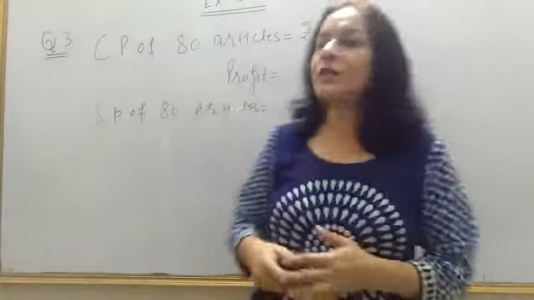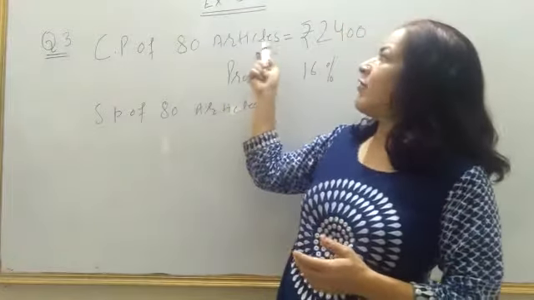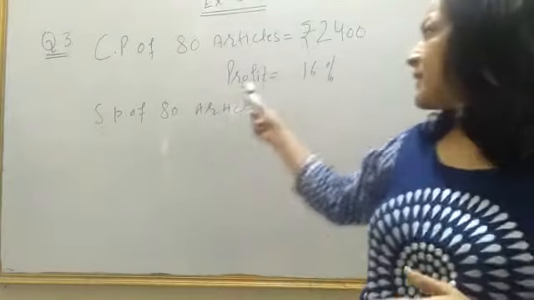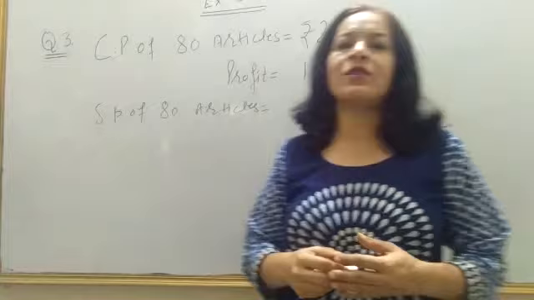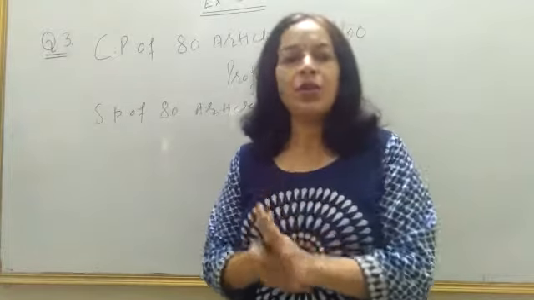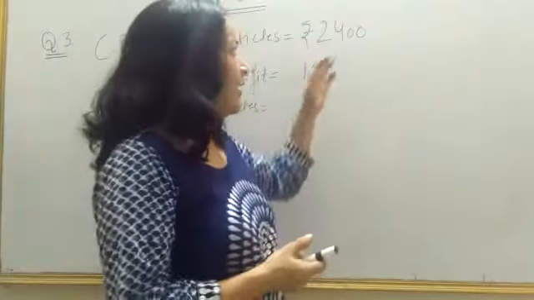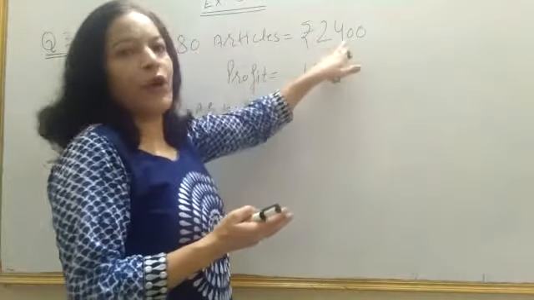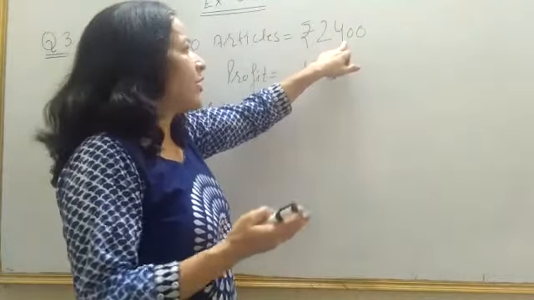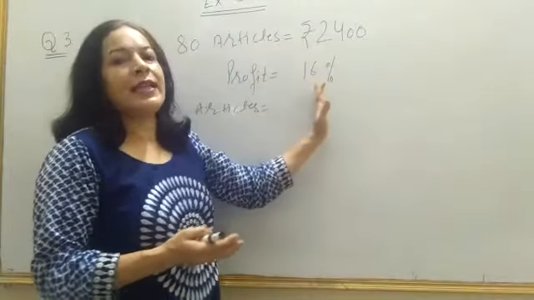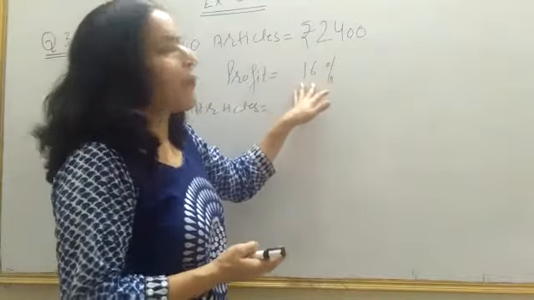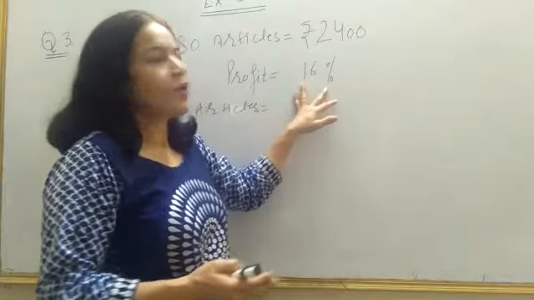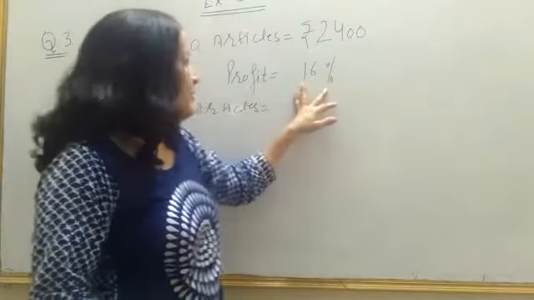Question number 3: a shopkeeper buys 80 articles for rupees 2400 and earns a profit of 16%. Find the selling price of one article. So suppose I went to Delhi and purchased 80 toys for 2400. Then I sell them with a profit of 16%. So find my selling price.